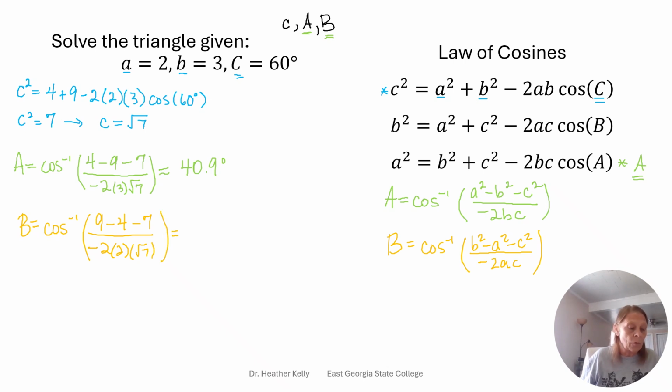And when we run all that through, we get 79.1 degrees. If you add those together, you're going to get 180. Sometimes you might not get exactly 180. Sometimes you might get something like 79.98 or 79.93, and that usually has to do with some rounding that occurred early in one of your earlier calculations.